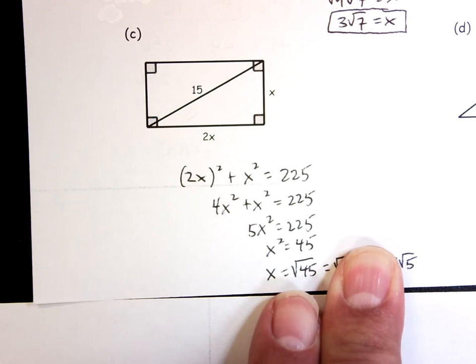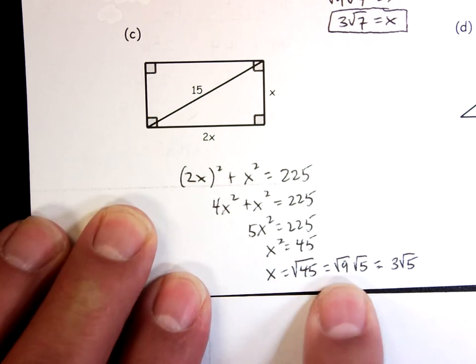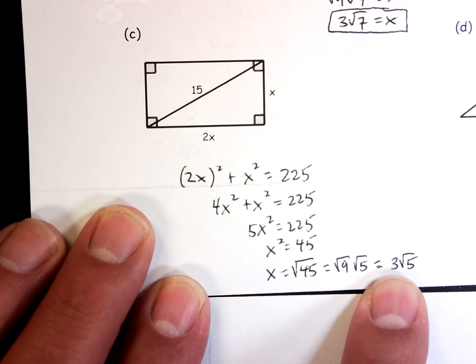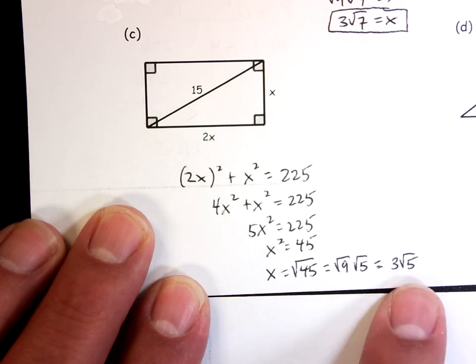9 is the biggest perfect square that goes into 45. So I rewrite 45 as 9 times 5. And I know the square root of 9 is just 3, so that can come out of the box. And so my answer is just 3 root 5.